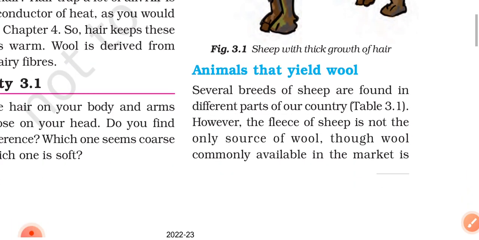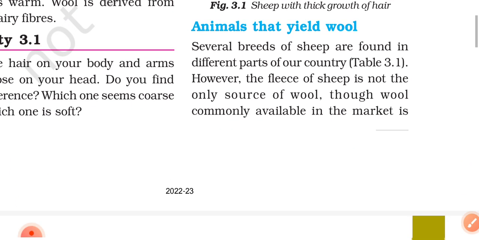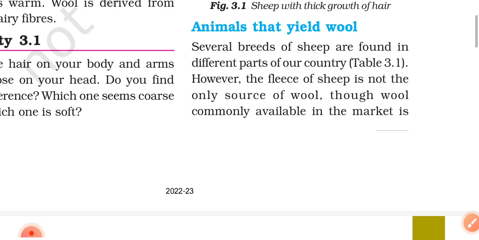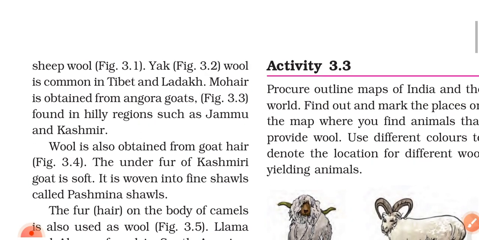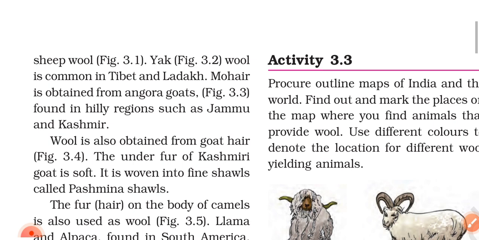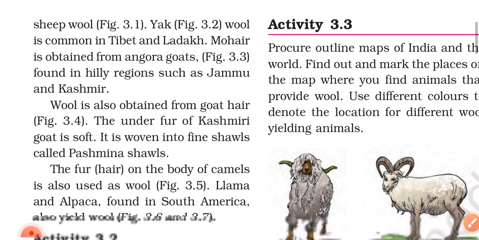Animals that yield wool. Several breeds of sheep are found in different parts of our country, Table 3.1. However, the fleece of sheep is not the only source of wool, though wool commonly available in the market is sheep wool. Yak wool, figure 3.2, is common in Tibet and Ladakh.